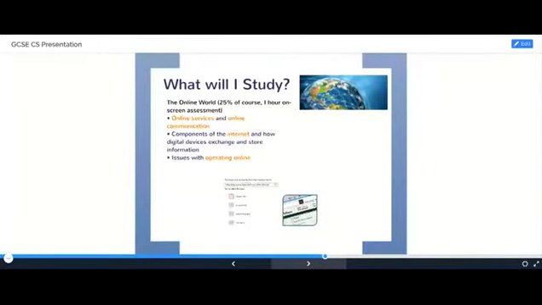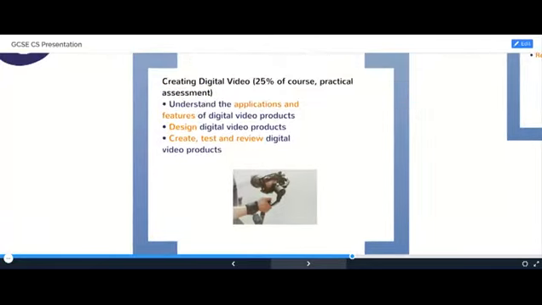So what will you study? The first module is called the Online World. This is externally assessed at the end of year 11, and it covers all sorts of hardware and software topics. The rest of the units are practical, internally assessed units that are ongoing throughout the course.